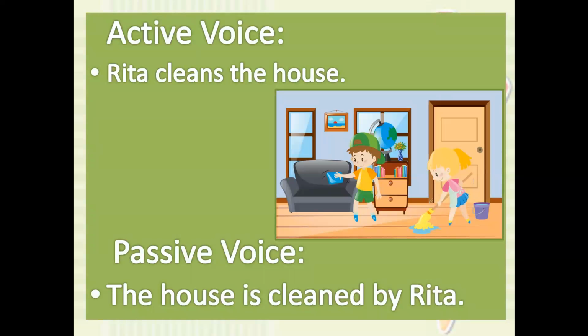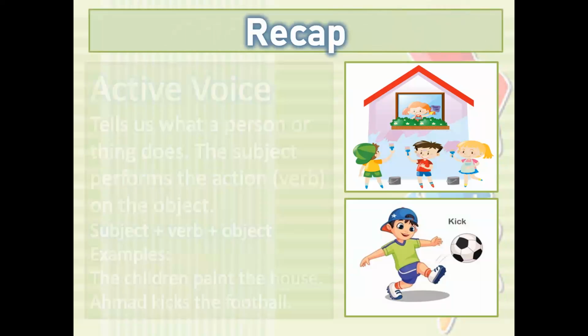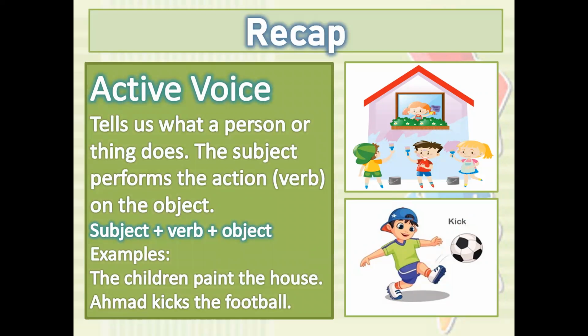So students, you all know now that in active voice, the subject is a person or thing that performs the action and the object receives that action, right? And in the passive voice, the subject undergoes the action of the verb directed at the object. Right, students? So now let's have a recap of active and passive voice.